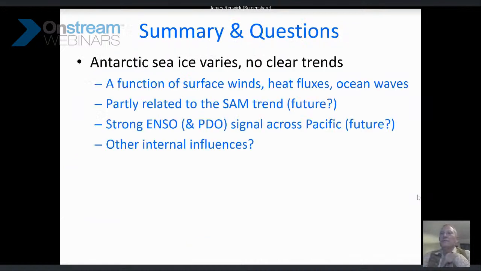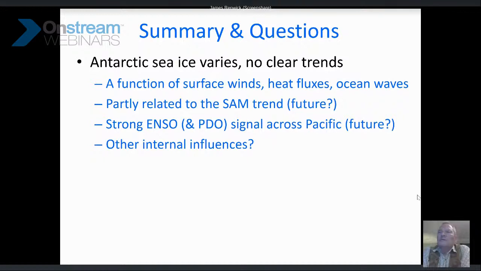So just to summarise then, there's a lot of variability in sea ice, and I would say there's no real trends at all. There haven't been yet. There's been a few ups and downs, but they're explainable by just what the atmospheric circulation's done. So it's really a function of surface winds, ocean waves driven by the winds are important, heat fluxes are important, and this is all tied back to the trend in the Southern Annular Mode, which is probably changing for the future, decreasing. Also driven by changes in the El Nino cycle and the Pacific decadal oscillation across the Pacific. And exactly how that's going to play out in future is less than obvious.